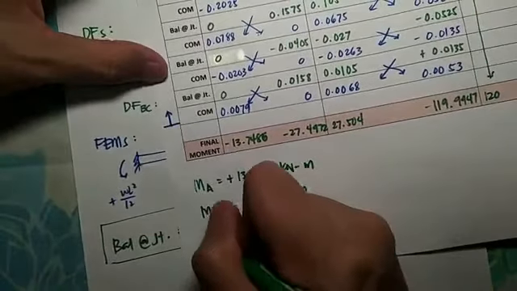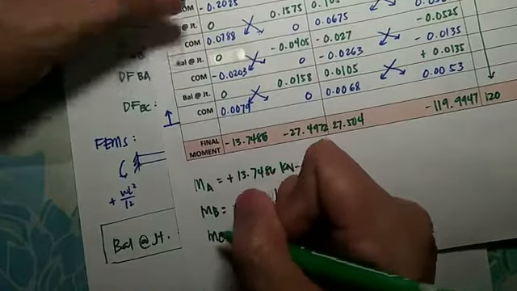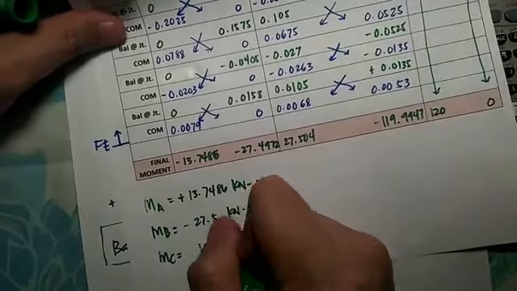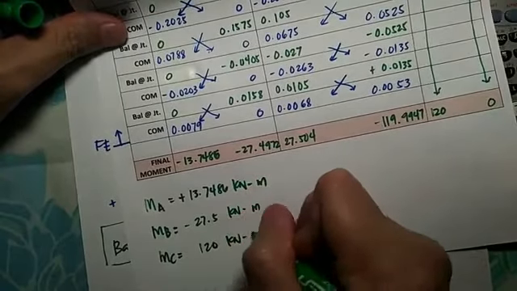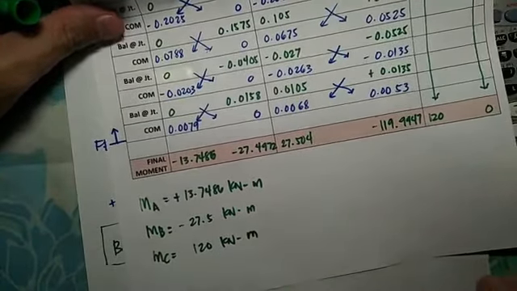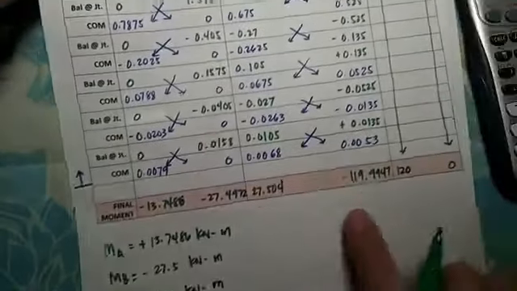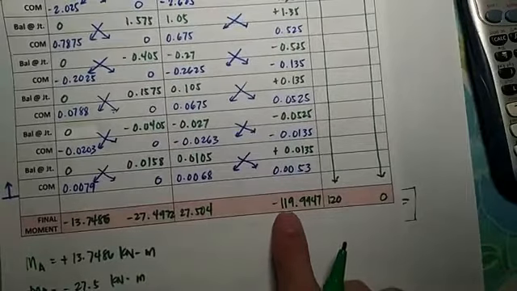How about moment sa C? Okay, ang moment sa C naman is 120, that's kilonewton meter. Okay, so ano ang true sign ng moment sa C? Kung ito ang titignan mo, negative siya. Negative 120.